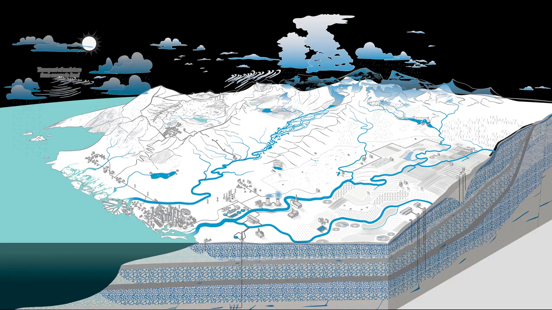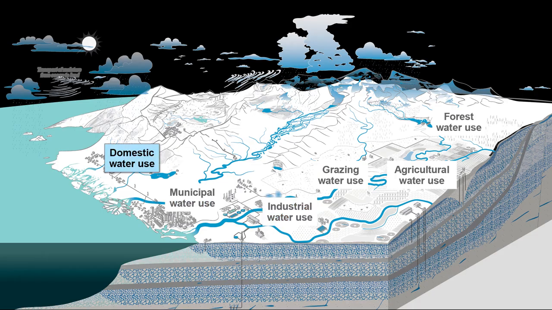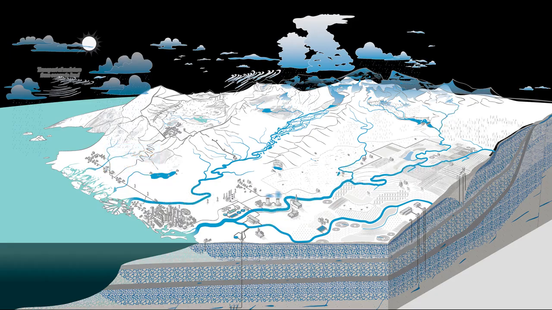The map also shows 6 human uses that have an impact on a watershed: forest water use, agricultural water use, grazing water use, industrial water use, municipal water use, and domestic water use. All 6 may be important to consider when you are working at the watershed level. We will talk more about water uses throughout this course.